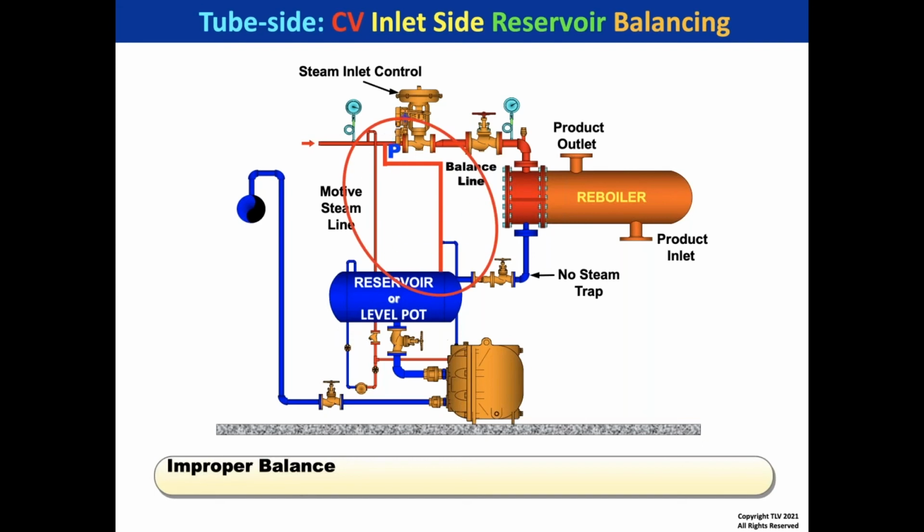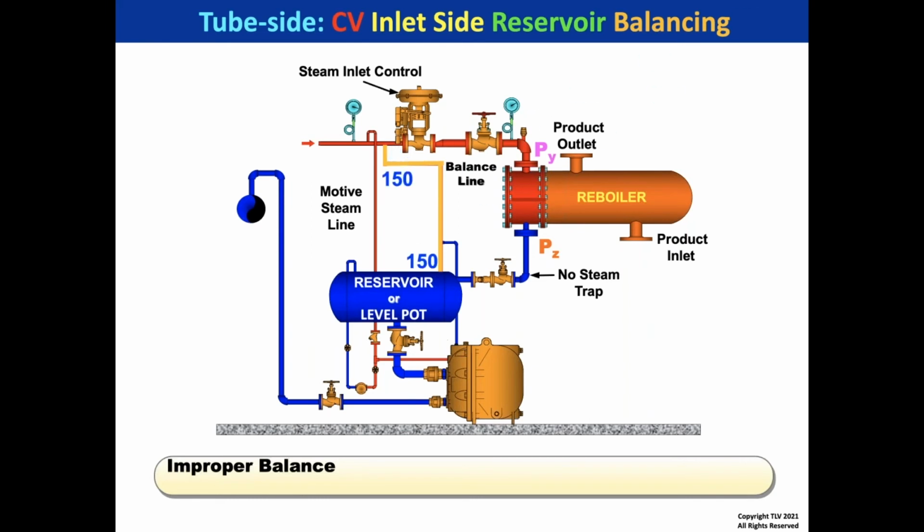So let's take a look at the pressure on the inlet side. It's P sub X. We're going to bring that pressure balance down to the reservoir level pot, P sub X. We're going to take a pressure drop through the control valve to P sub Y on the inlet side of the reboiler. We also call this P2 if you attended the first presentation. This is the P3 or PZ, if you will, after a pressure drop through the reboiler.